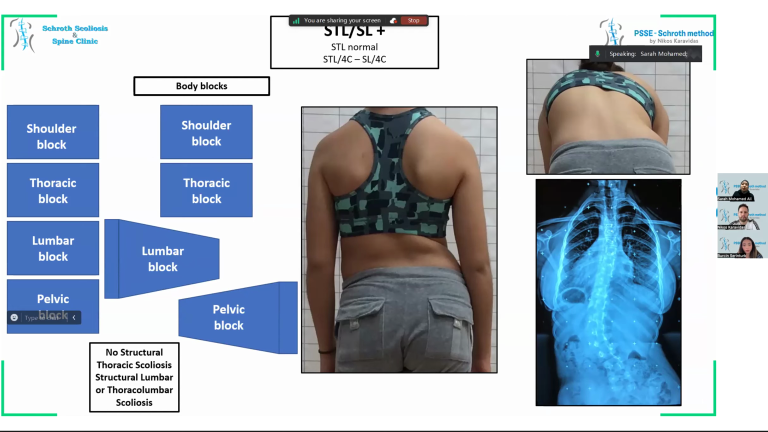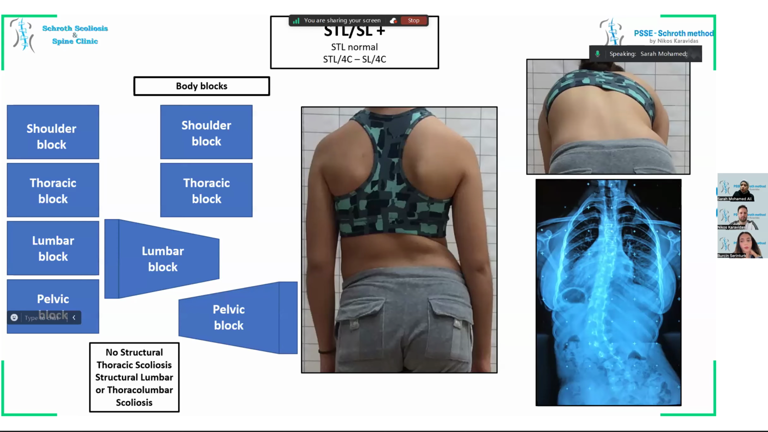If I did the forward bending test and I don't see any hump at the thoracic, I need to confirm with the clinical, with the radiological or the X-rays. If I see, like in this X-ray, that the curve is in the lumbar or the thoracolumbar side, it means that this curve is single lumbar or single thoracolumbar.